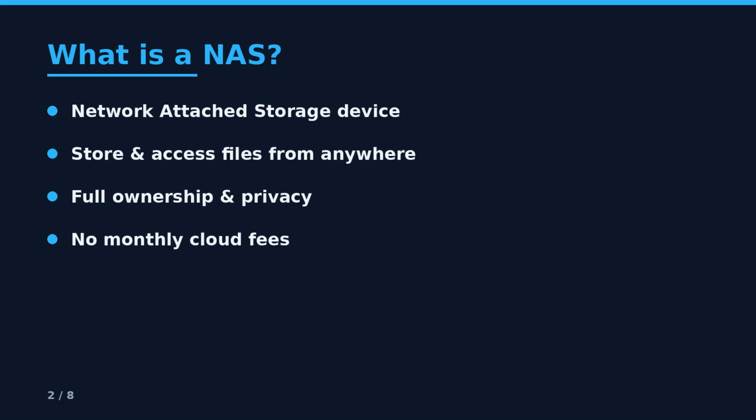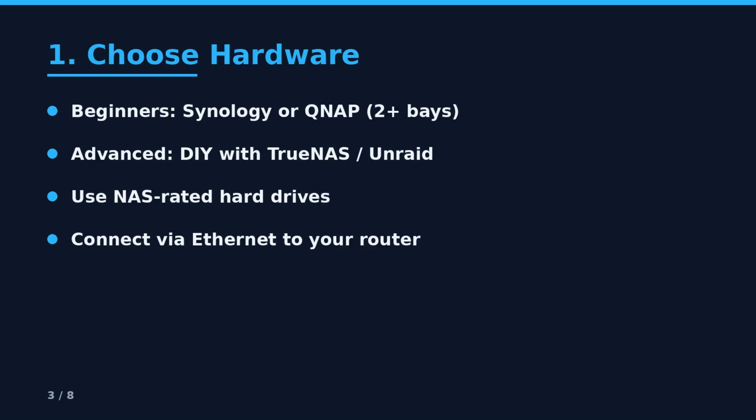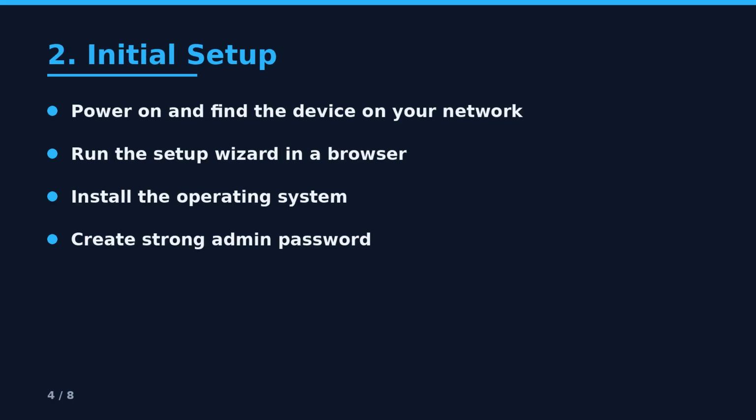First, choose your hardware. For beginners, pick a ready made NAS like a Synology or QNAP model with at least two drive bays. For advanced users, build your own with TrueNAS on a mini PC. Install hard drives, preferably enterprise or NAS rated ones, and connect the device to your router via Ethernet.